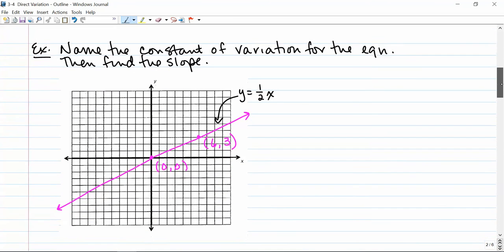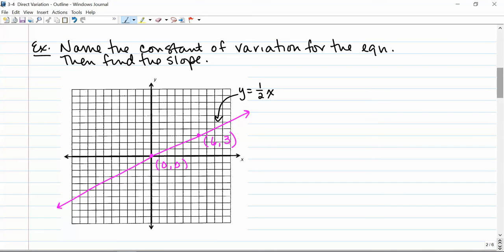So here's an example. It says name the constant of variation for the equation and then find the slope. So we have a pink line here, and the arrow going to it says that the equation of this line is y equals 1/2 x. Recall that the formula for direct variation is y equals kx. So in this case, k is equal to 1/2. Notice it's the number in front of x. So that's my constant of variation.